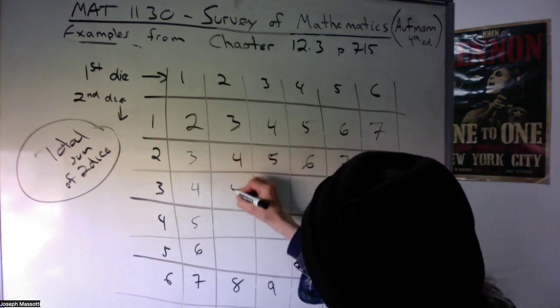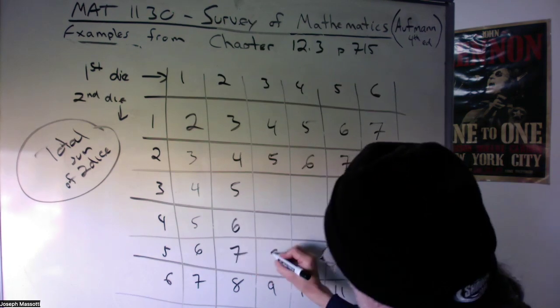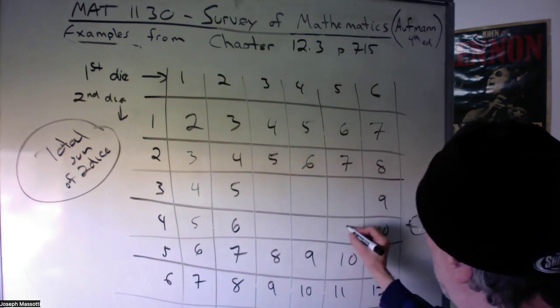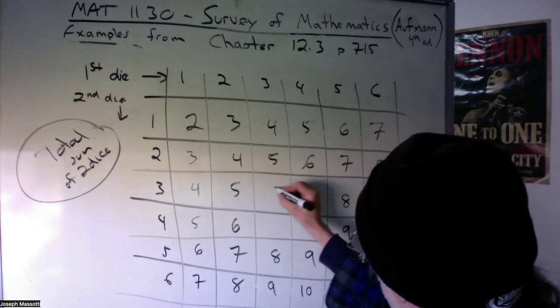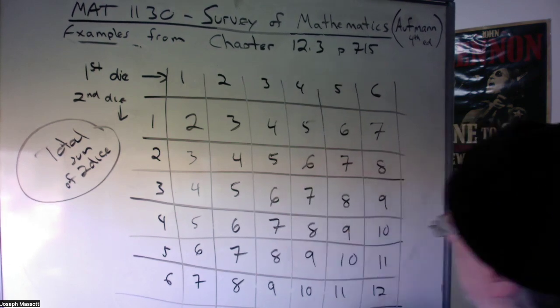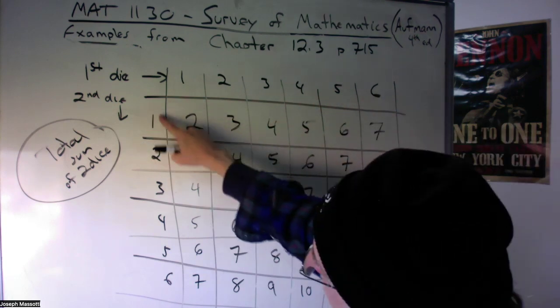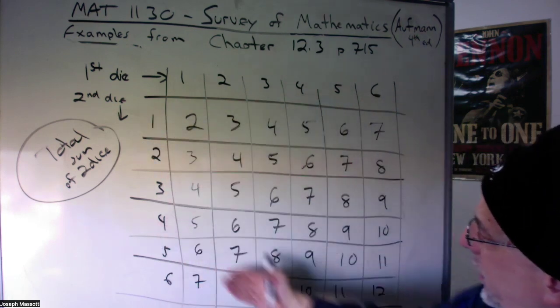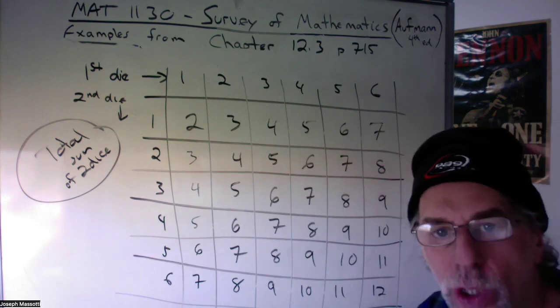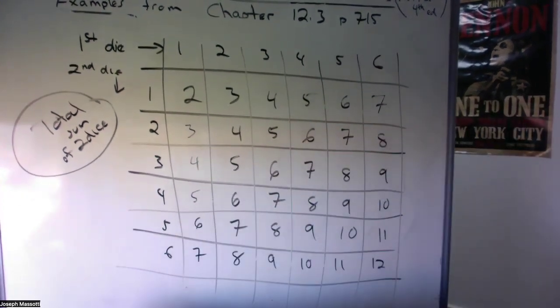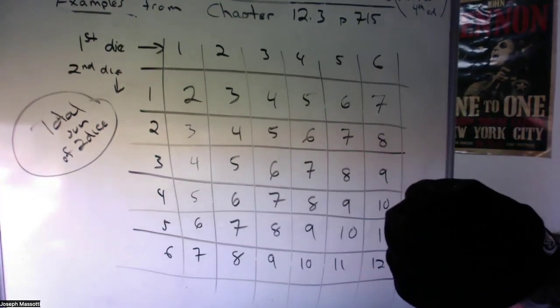Let's quickly go through our table here. And this is the total, right? So 1 die, 1 through 6. Second die, 1 through 6. The numbers in the table are the total when we roll 2 dice.